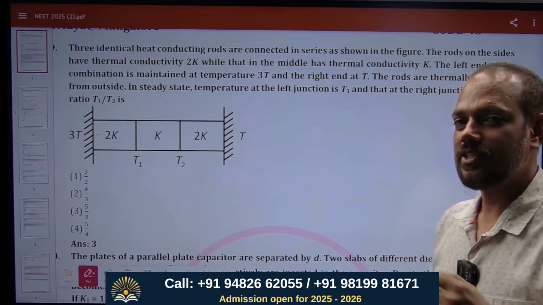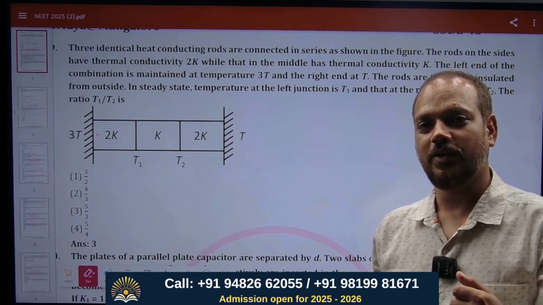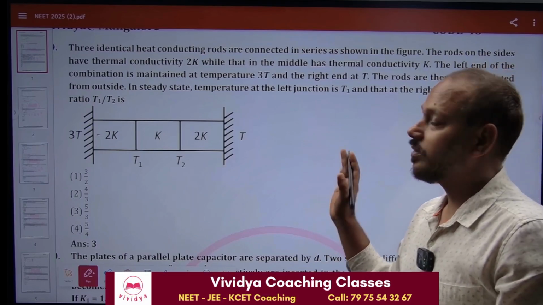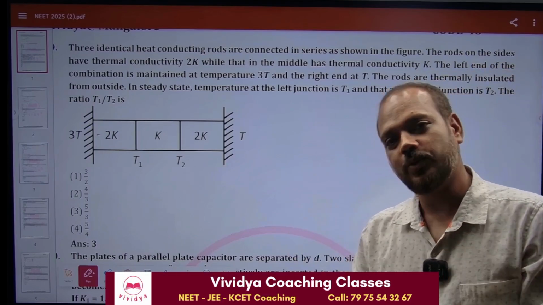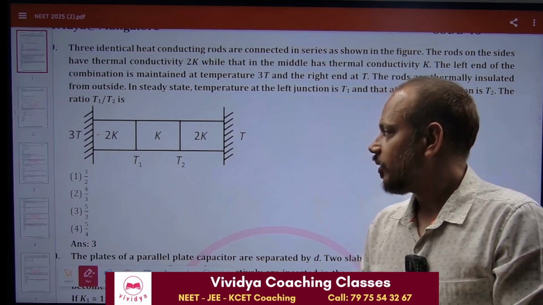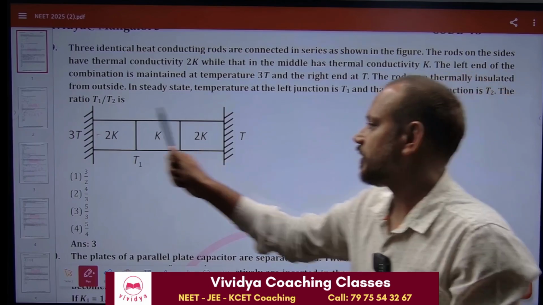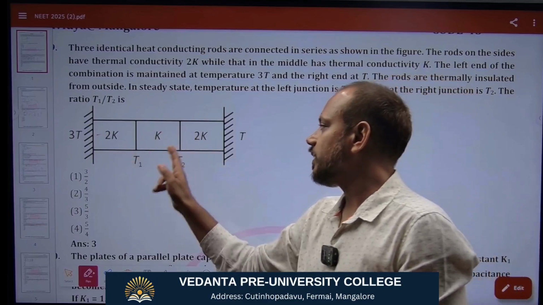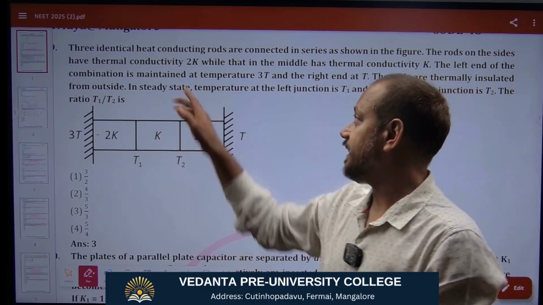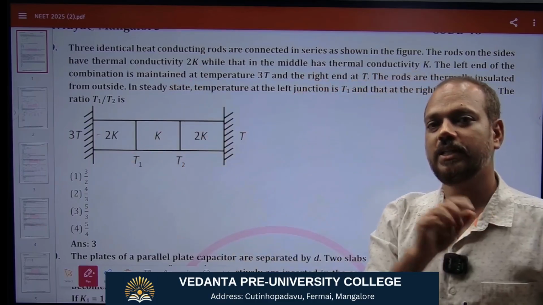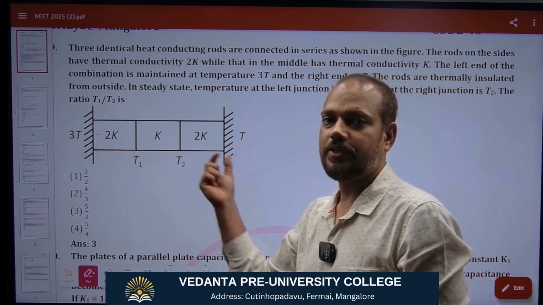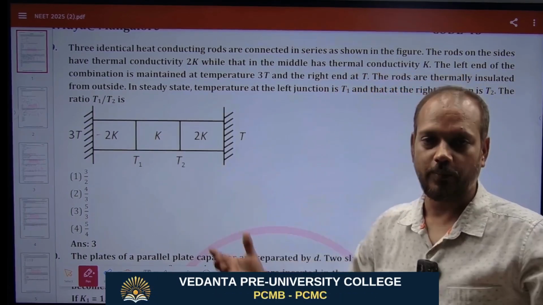Okay, student, let's see this question that came in NEET 2025 physics. It is related to thermal conductivity or thermal properties of matter. What I have been given here is a temperature difference and a composite rod with different thermal conductivity. Although the rods are identical as given in the question, that means their length and area will be the same, only the thermal conductivity is different. Now, how do you see this question is important to solve this?